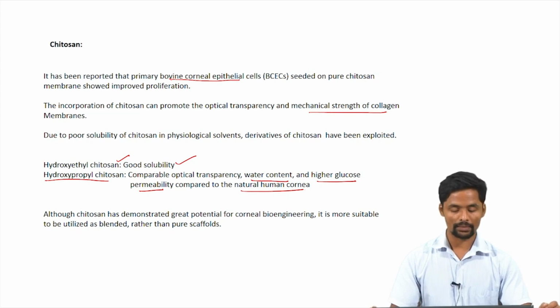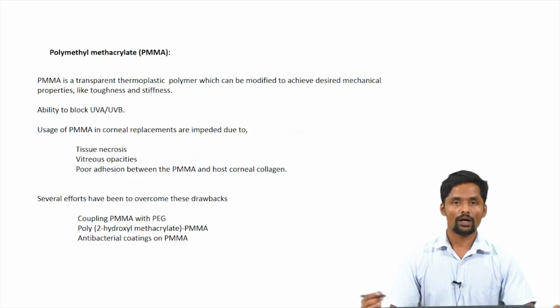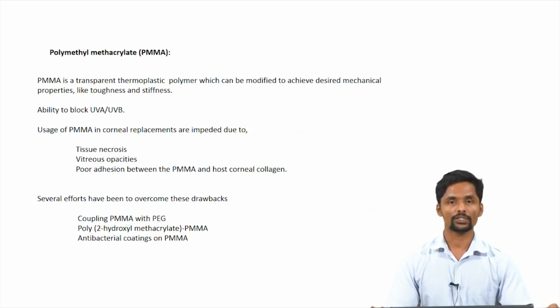Although chitosan has demonstrated great potential for corneal tissue engineering, it is not used alone. It is blended with other polymers and hence used. So far we have discussed the naturally occurring polymers. Now we will talk about a few of the synthetic polymers.